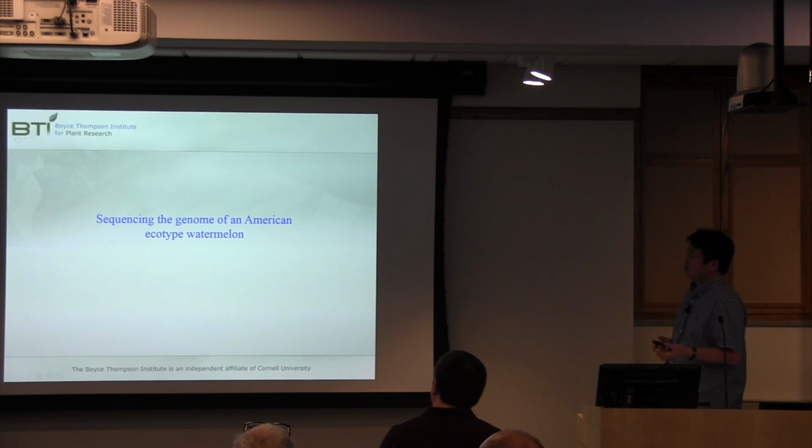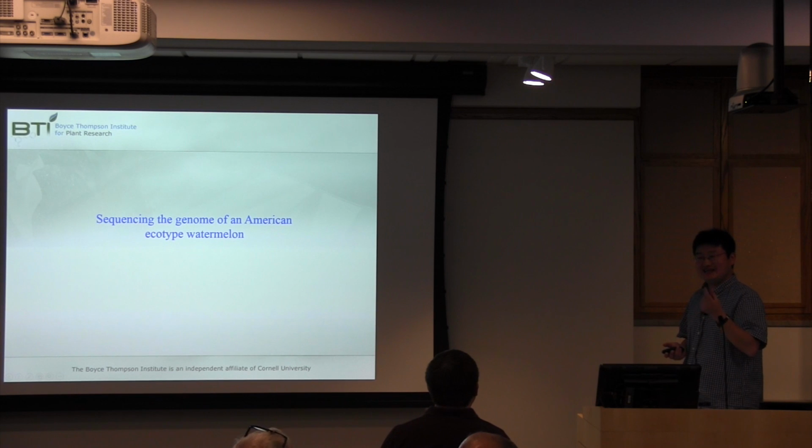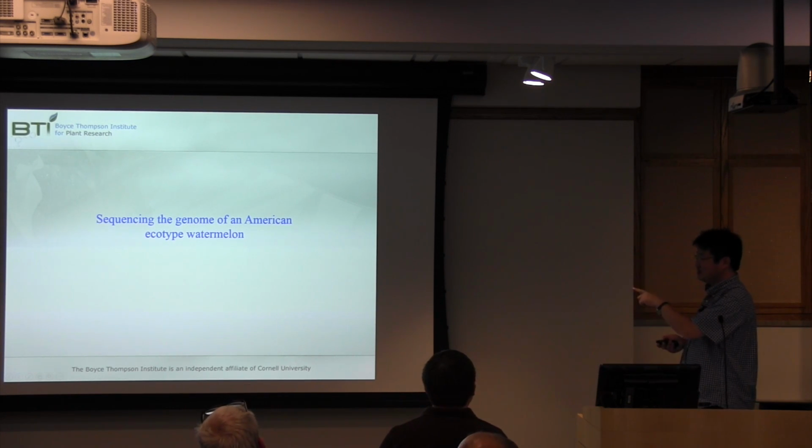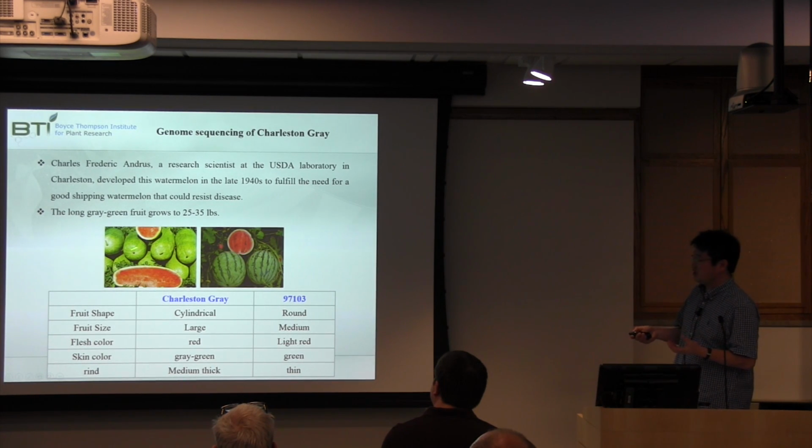Okay, with the rapid advance of sequencing technology, we recently sequenced another genome. The 97103 is an East Asia ecotype. This one is an American ecotype. You can clearly see the big difference of these two ecotypes. The fruit shape is different. This one is round, this one is oblong. And the fruit size, this one is much larger. This one is about 25 to 35 pounds, and this one is about 10 to 15 pounds.